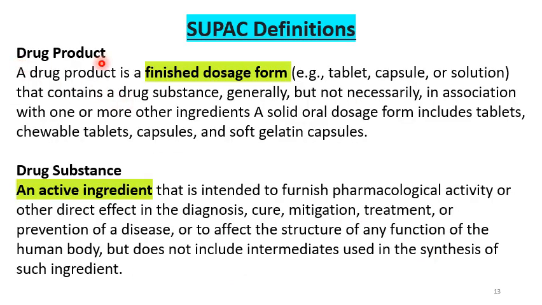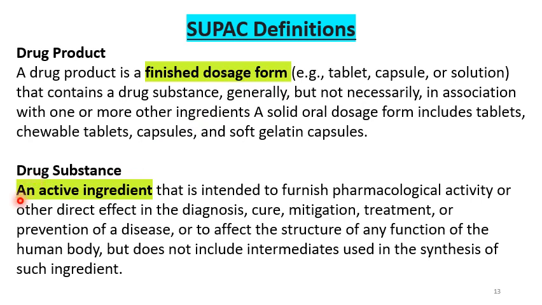Then the drug product. What is the meaning of drug product? Drug product simply is a finished dosage form. That may be tablet, capsule, solution, suspension, anything that contains the drug substance, generally but not necessarily in association with one or more other ingredients. A solid oral dosage form includes tablets, chewable tablets, capsules, and soft gelatin capsules. So the drug product is simply a finished formulation.